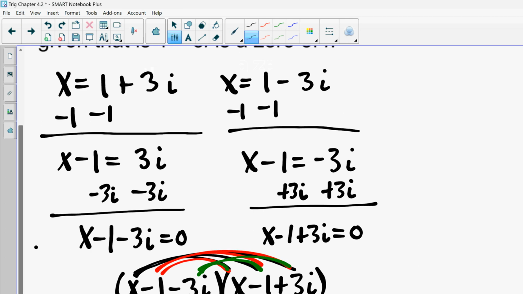And one of the processes is knowing that since 1 plus 3i is a solution, 1 minus 3i is also a solution. We got both of those setups equal to 0, multiplied them back together, and got the quadratic for which that works.